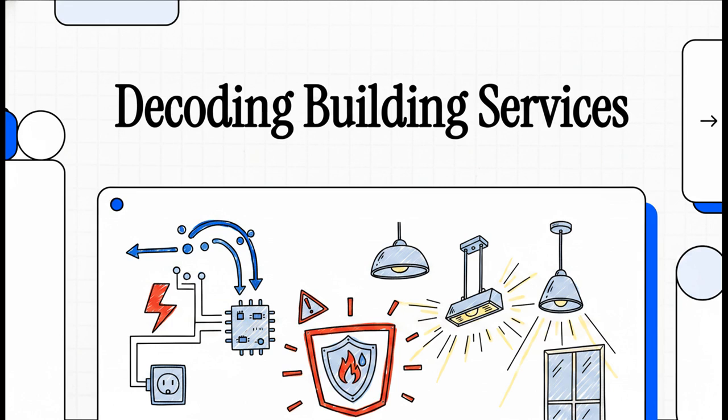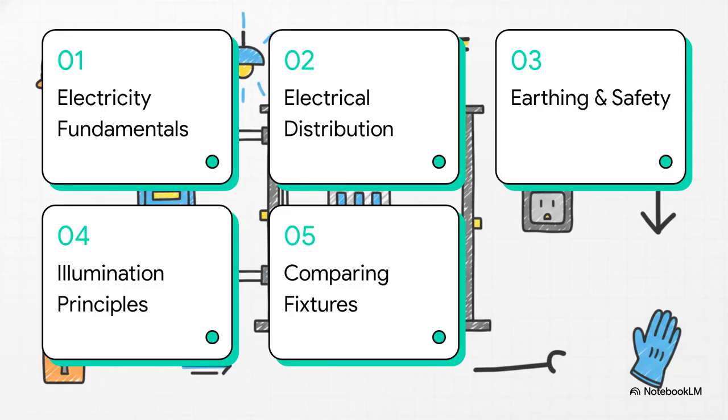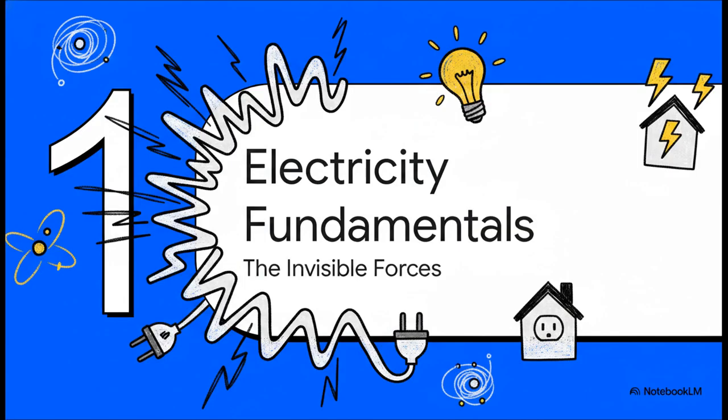Let's get into it. So here's our roadmap for today's journey. 1. Electricity fundamentals. 2. Electrical distribution. 3. Earthing methods and safety. 4. Principles of elimination. And finally, 5. Comparing light fixtures. All right, starting us off with Section 1, Electricity Fundamentals.